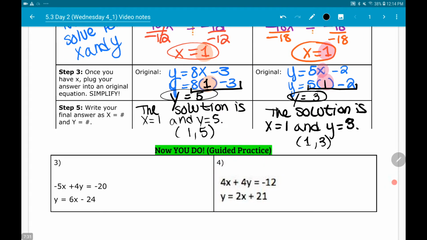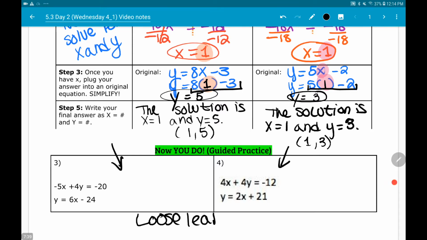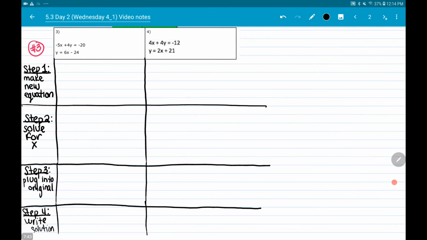Now what we're going to do is you are going to practice these two. So you are going to need a piece of loose leaf. And I am going to show you how we're going to set it up on the next page. All right, so here's my piece of loose leaf, and yours is going to look like this too. So I want you to pause the video, and I want you to set up your page just like this.